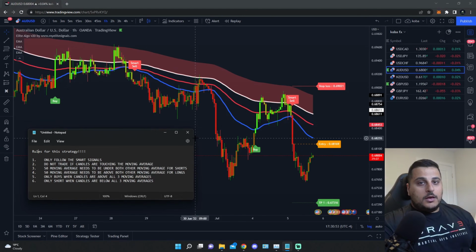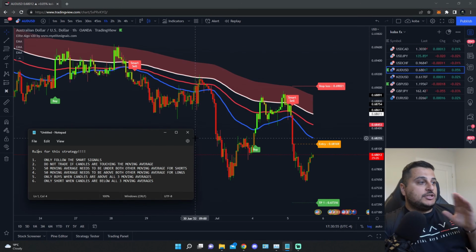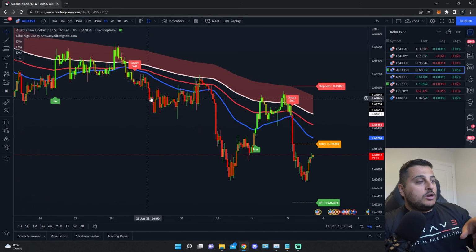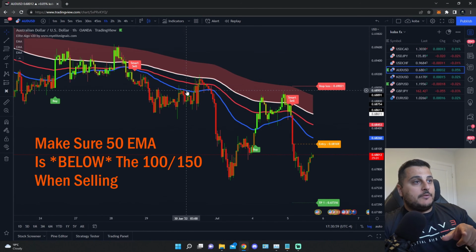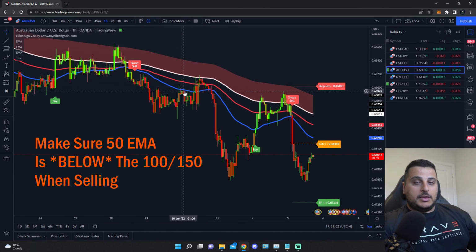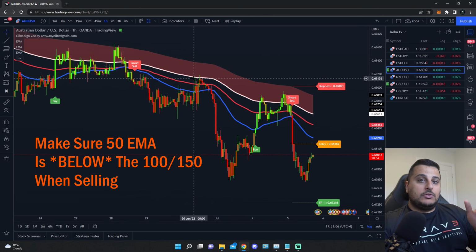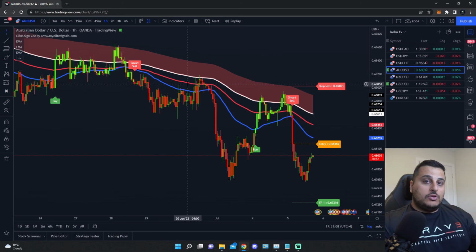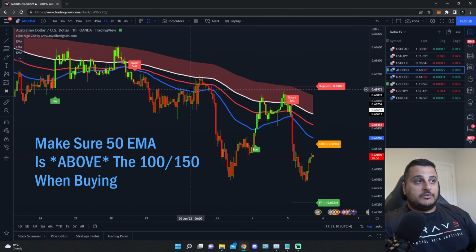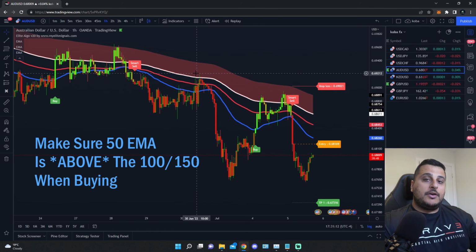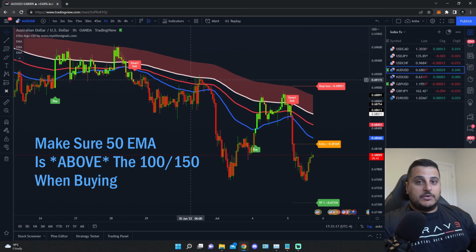It's very important. All right, so rule number 3 for this strategy is very simple. Again, you want to make sure that the 50 moving average, which is blue on my chart, you can pick any color for yours, is below both the other moving averages if you're looking to short the market. If you're looking to buy in the market, you want to make sure that the 50 moving average is higher than the other 2 moving averages. This is very important, okay?